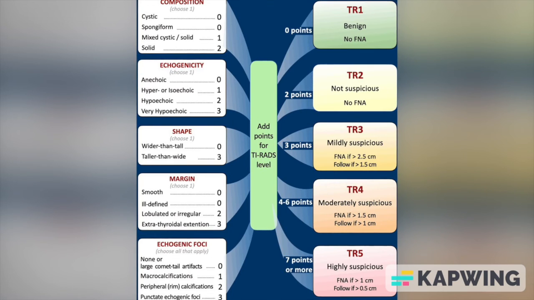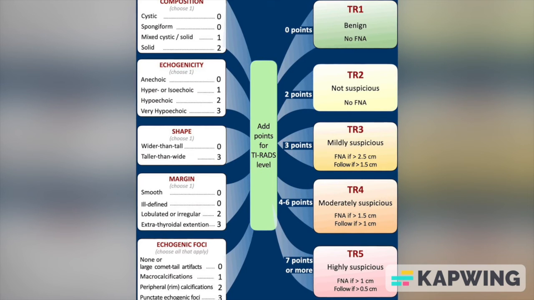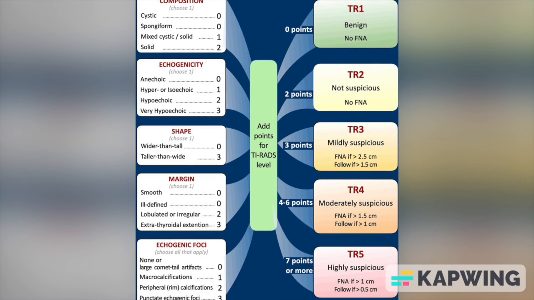TIRAD level 4 is moderately suspicious with 4 to 6 points. A fine needle aspiration will be needed if it is greater than 1.5 centimeters. And TIRAD level 5 with 7 points or more means it is highly suspicious, and a fine needle aspiration will be needed if it is greater than 1 centimeter.